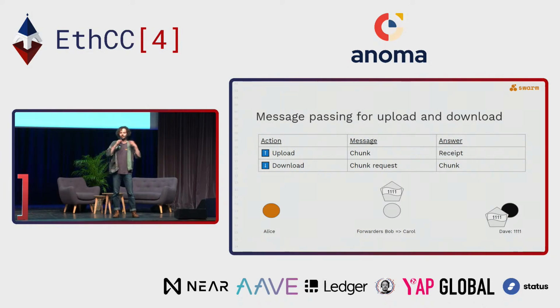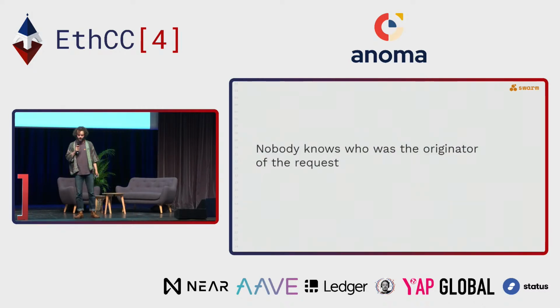And Alice uses this chunk together with all the other chunks that she is requesting to, I don't know, create a file, maybe the Cypherpunk manifesto. All right, so she has the chunk. And it's important to realize at this point that nobody knows who was the originator of a request, right? So you can imagine this forward chain.